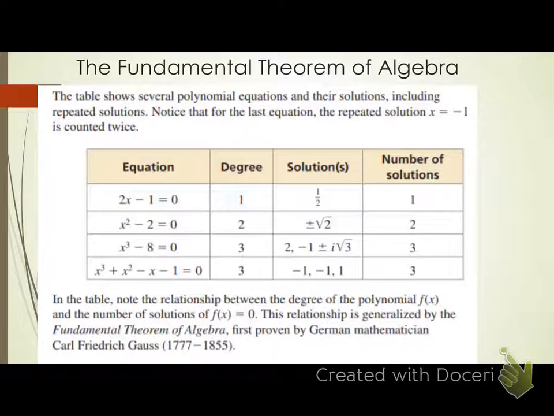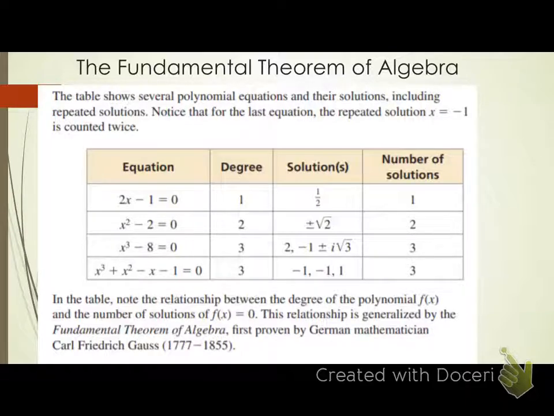x cubed plus x squared minus x minus 1 equals 0. Once again, that's a degree of 3. The solutions are negative 1, negative 1, and 1. So that has a total of 3 solutions, even though one of them is repeated. So notice that, like I said, in the last equation, the repeated solution x equals negative 1 is counted twice. So it's still got 3 solutions total.